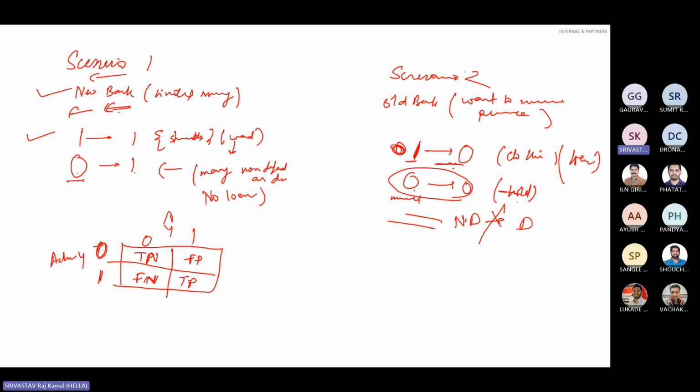New bank scenario. I want to reduce no loan. I want to keep hold of these people. Let's start with this new old bank scenario because this is easier. It's okay if I give loan to these people, 1 to 0, because I want to hold these people, right? So let's try to understand this term.